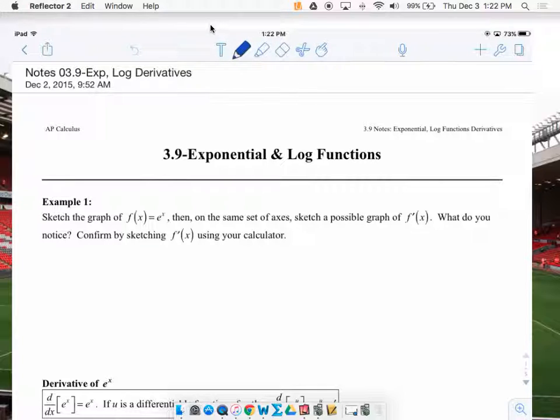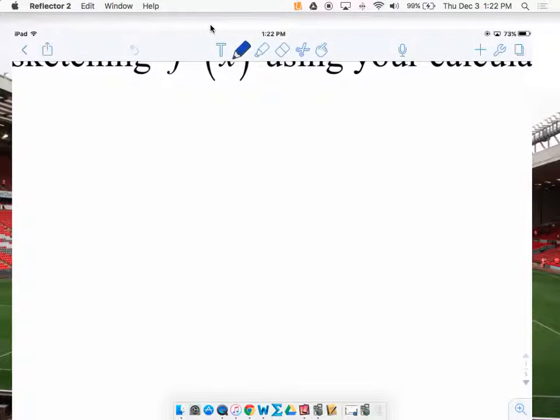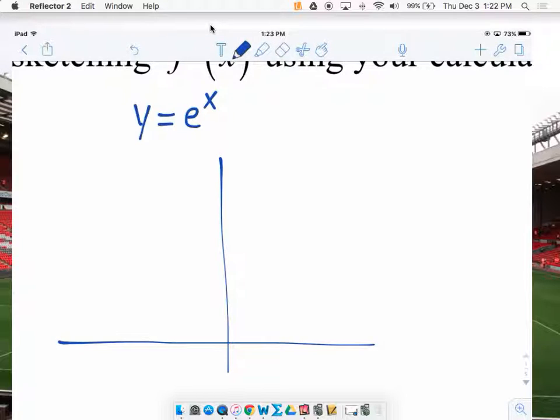All right, so it says sketch the graph of e to the x, and then sketch a possible graph of f prime of x. Confirm using your calculator. All right, what's the only thing you need to remember about e to the x?